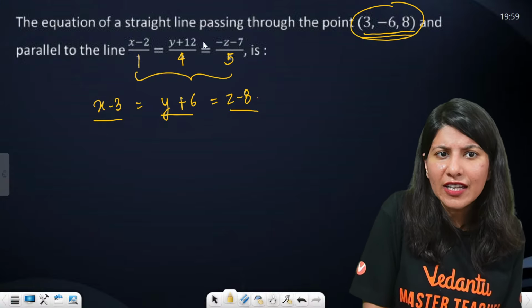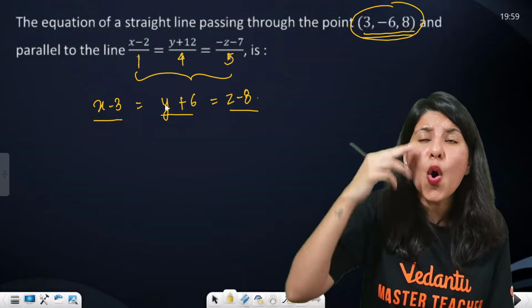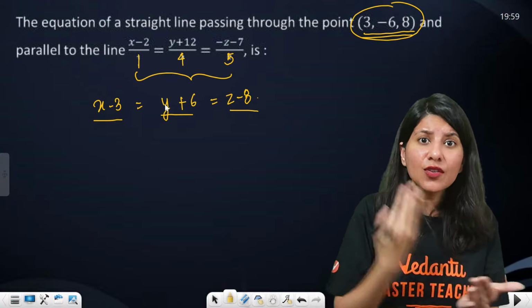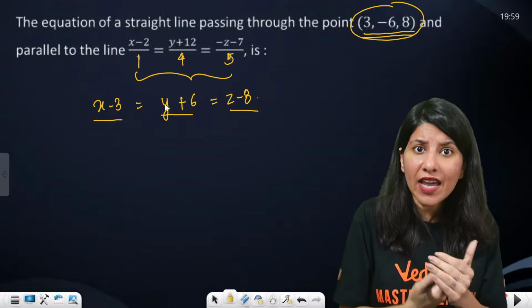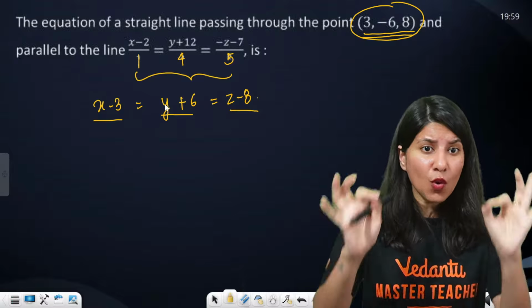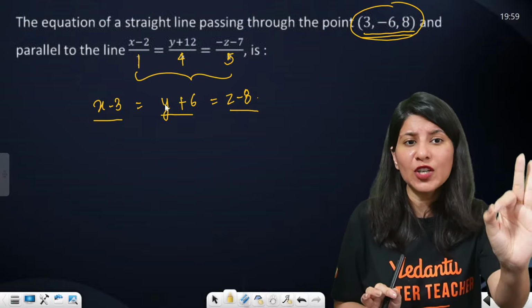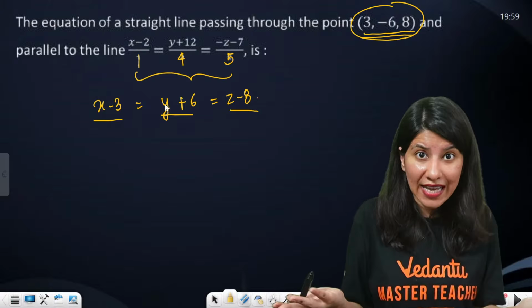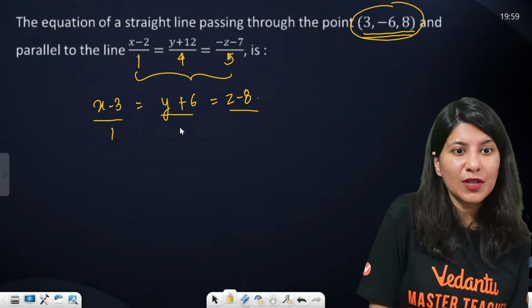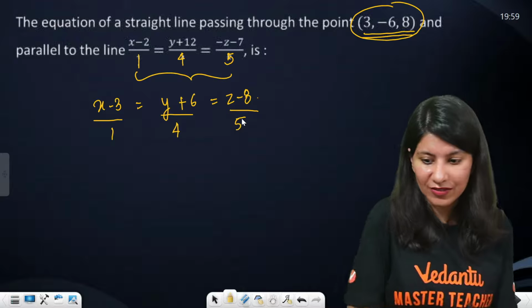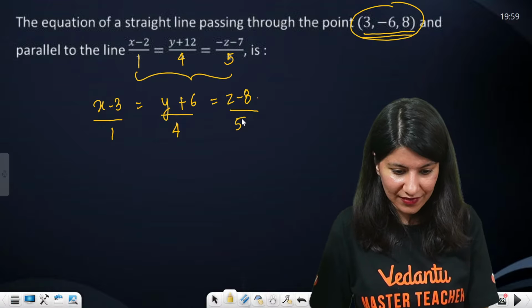If two lines are parallel, obviously their direction ratios, direction cosines will be the same. So I just want to copy paste the direction ratio of this line to my required line. Yes or no? So this is going to become 1, 4 and 5. Isn't it easy?